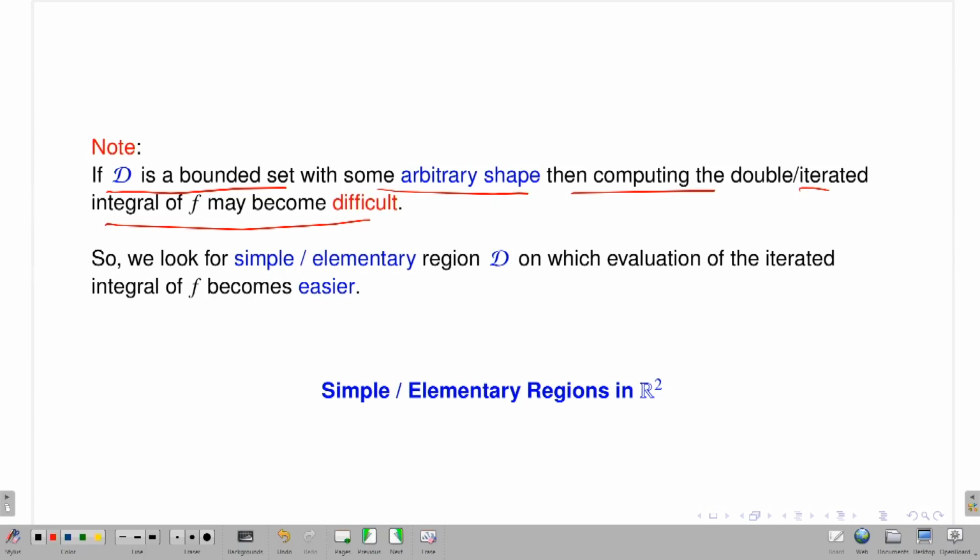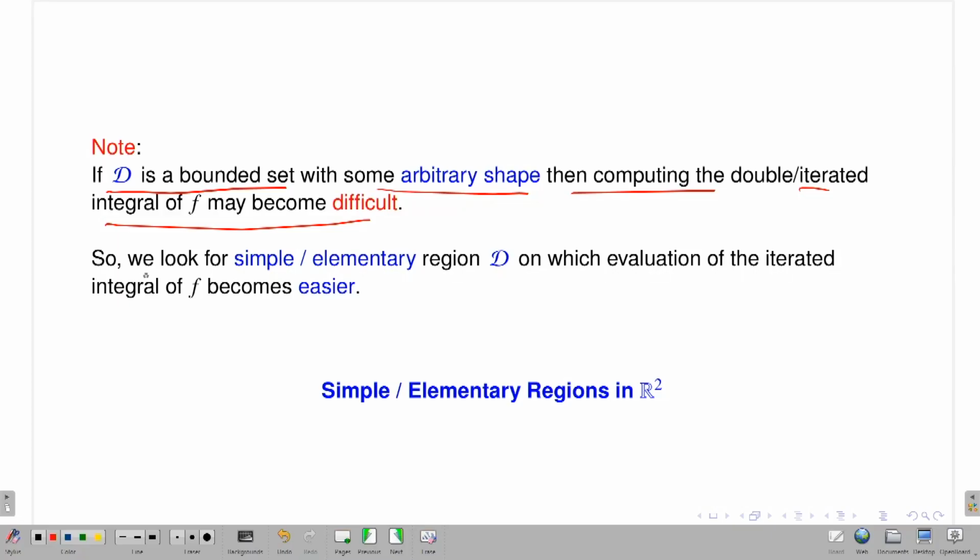However, I will talk about a couple of bounded regions in my next couple of slides. Even though the shape is a little difficult, it still has some pattern, and you can easily perform the double integral or iterated integral. Of course, those domains are specific, not arbitrary. I have a specific bounded domain that I denote as a simple or elementary region. We look for a simple or elementary region or domain D on which evaluation of the iterated integral becomes easier, and that I will talk about. It is not like a bounded rectangular domain; rather it is a nice domain which has some pattern, and in that domain you can calculate your iterated integral and double integral.